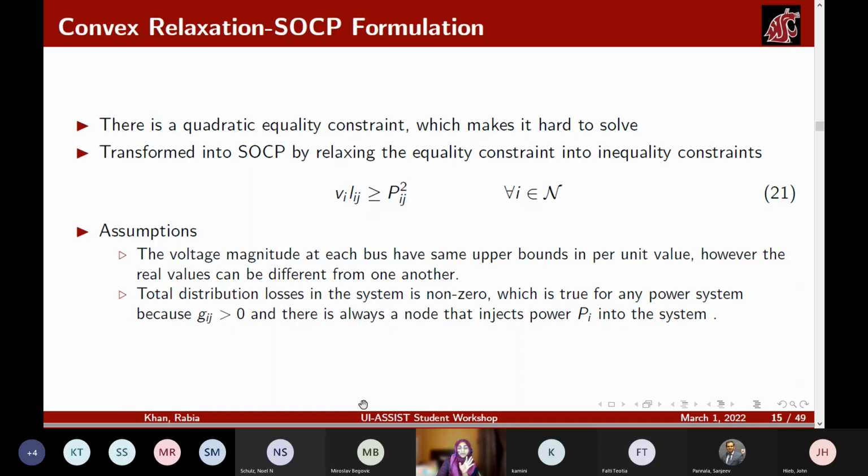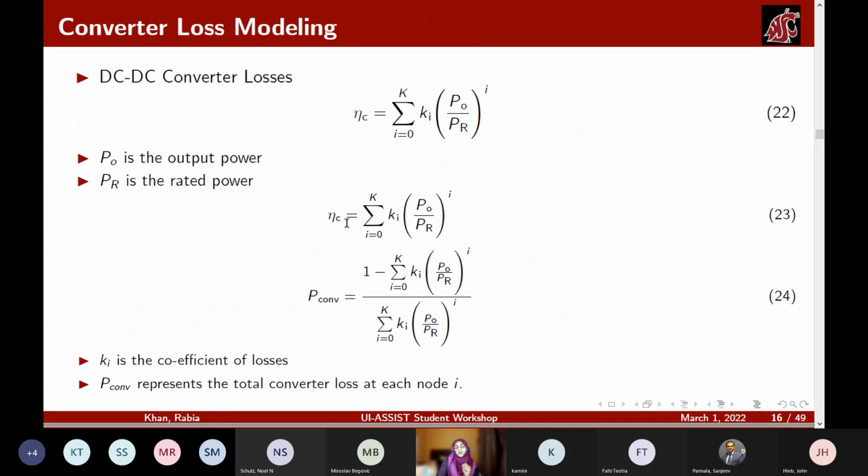We are using SOCP relaxation by making this an inequality constraint, and we are using two assumptions. First is that the voltage magnitude at each bus has the same upper bound. It doesn't mean that the actual values are the same, it just means that all have the same upper bound in per unit value, but the actual value can be different for each bus, and it does for every system as well. And the total losses in the system are non-zero, which is true because every system has some losses whenever power flows from a source to the load in any direction. So this is how we are modeling the converter losses in the system. It's better to look at the curve.